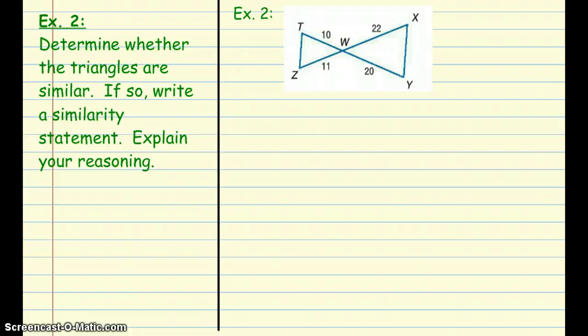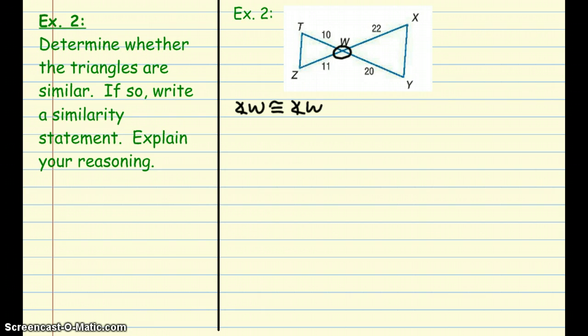So now let's take a look at example 2, and we're going to do the same thing. We have to determine if these two triangles are similar, just like the one before, and if they are, then we're going to write a similarity statement. So I see here that angle W touches both of them, so we know that angle W is congruent to angle W because they share it.